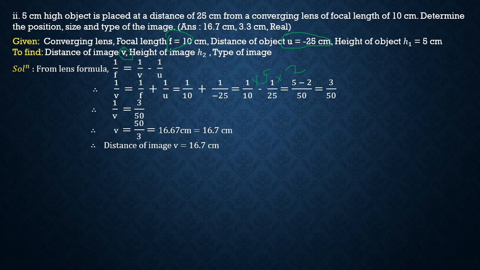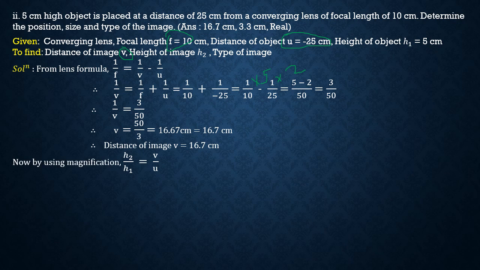And therefore you can say the distance of image V is equals to 16.7 centimeter. Means when you are going to make use of converging lens of focal length 10 centimeter, if you are going to place the object at 25 centimeter, you will get an image at 16.7 centimeter. Okay, again you can see here you are getting plus, no minus. Means from that you will come to know that the image is formed on the right side, it is not on the left side. Correct? Because distance of the image is positive.